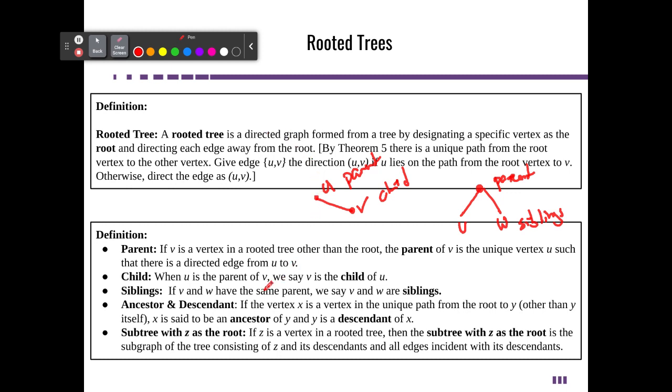Then we have ancestors. So with an ancestor or a descendant, we have a situation where it's a little more intricate, but these are the people that are off the parents. We'll take a look at an example of this in just a moment. And then a subtree is nothing more than just a part of the rooted tree that is being identified.